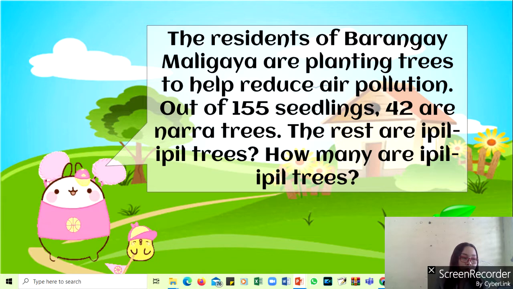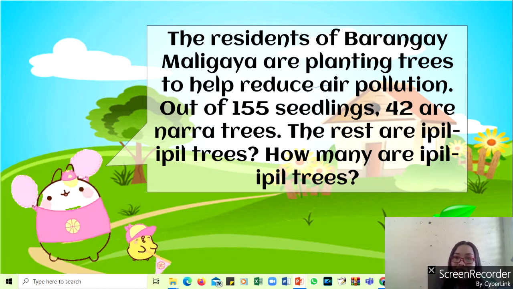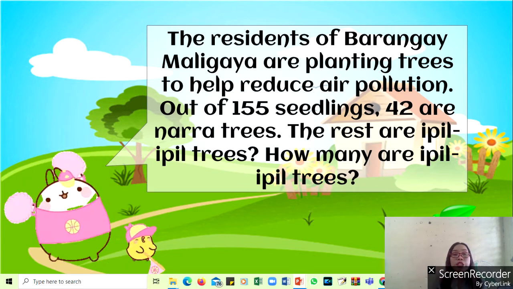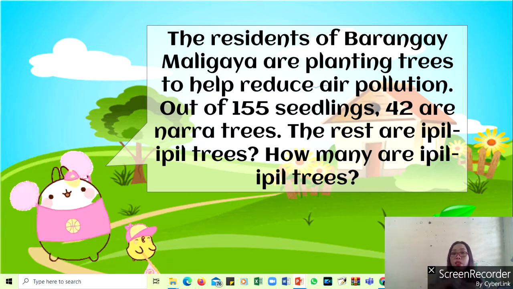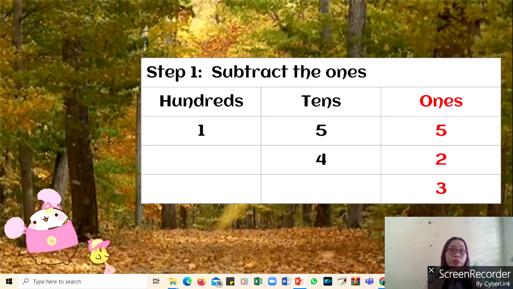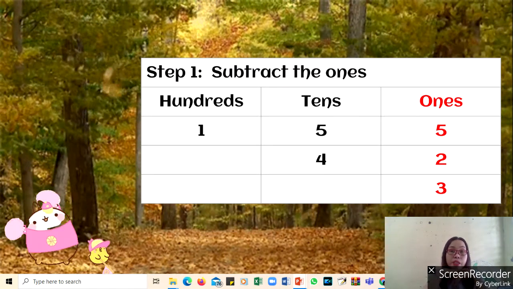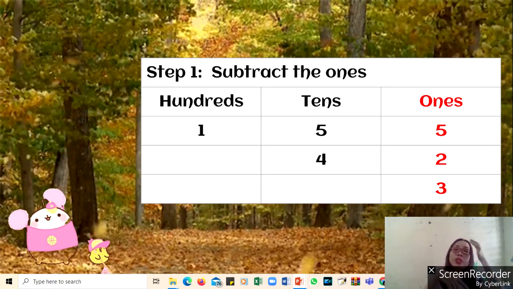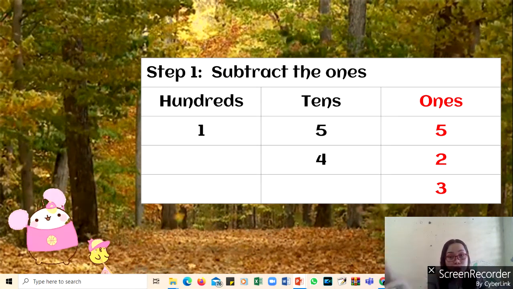Another problem. The residents of Barangay Maligaya are planting trees to help reduce air pollution. Out of 155 seedlings, 42 are Narra trees. The rest are ipil-ipil trees. How many are ipil-ipil trees? Okay, let's try. The first step that we are going to do to help our friend here solve the problem is, of course, to make a place value chart.